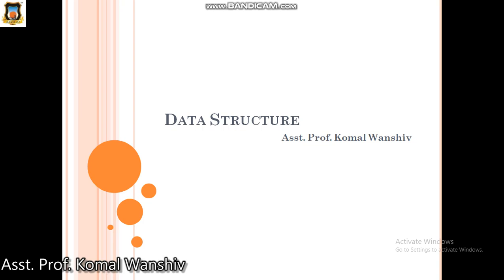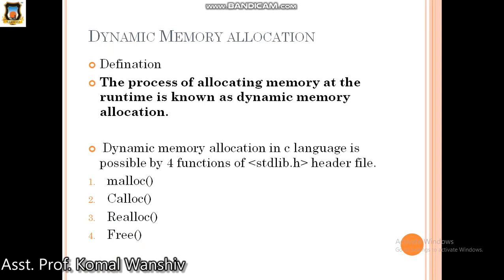In this video, I will explain dynamic memory allocation. Allocating memory at runtime is known as dynamic memory allocation. There are four functions related to dynamic memory allocation which are declared in the stdlib.h header file. The functions are malloc, calloc, realloc and free. Here, malloc, calloc and realloc are the memory allocating functions and free is the memory deallocating function.